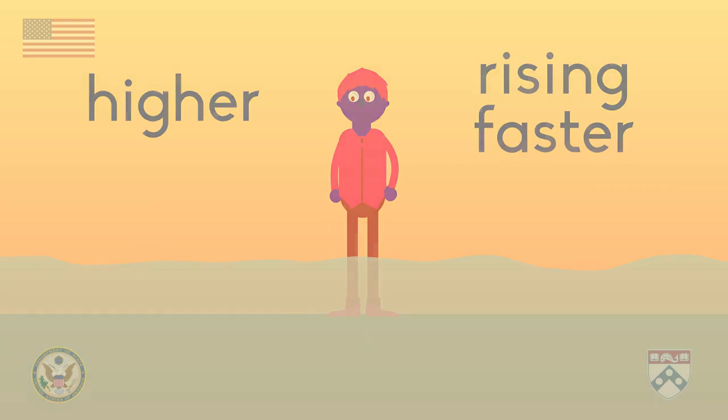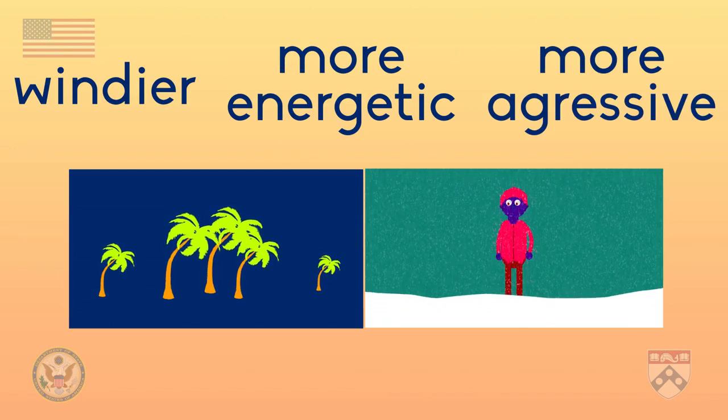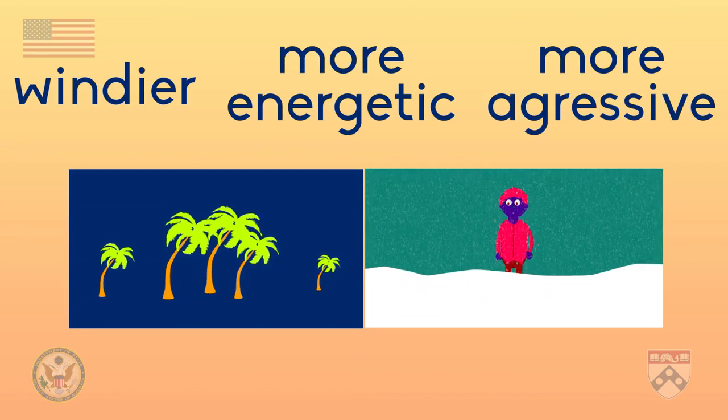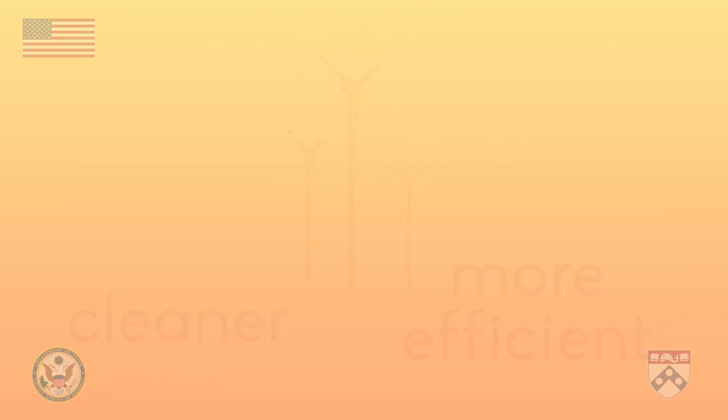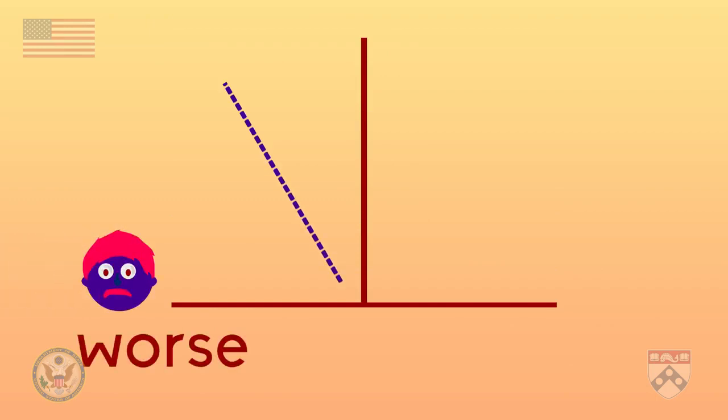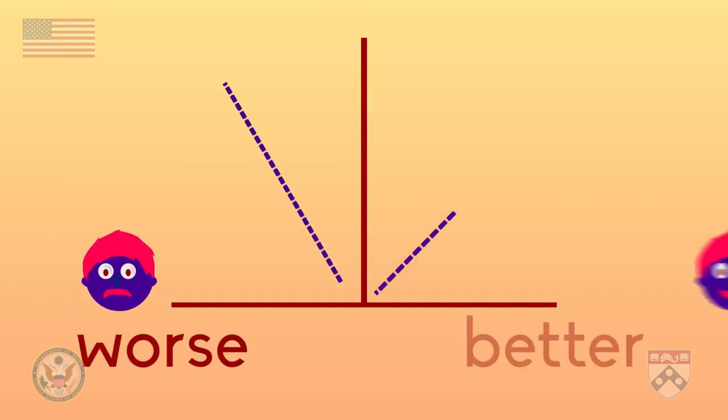The weather systems, such as storms or hurricanes, could be described as windier or more energetic, more aggressive, or more dangerous. New forms of energy might be called cleaner or more efficient. The situation could be described as getting worse, but hopefully, with the right action, we can make it better.